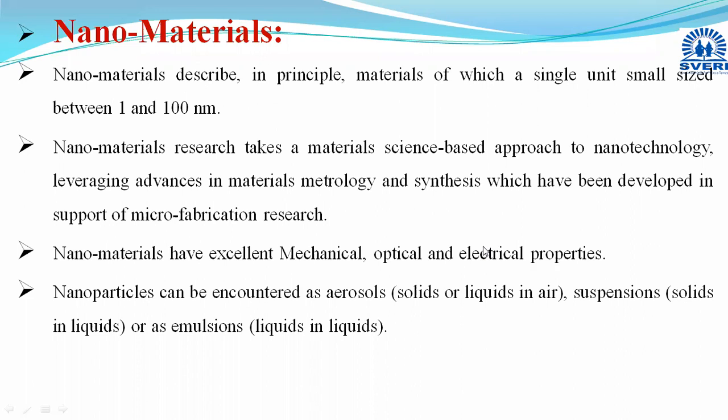Now we will discuss the nanomaterials. What is the meaning of nanomaterials? Now, in short, what are nanomaterials? Basically, nanomaterials we can describe as a material in which its single unit or basic unit size is very small, and it lies in the range of 1 to 100 nanometer. Then that material will be considered a nanomaterial.